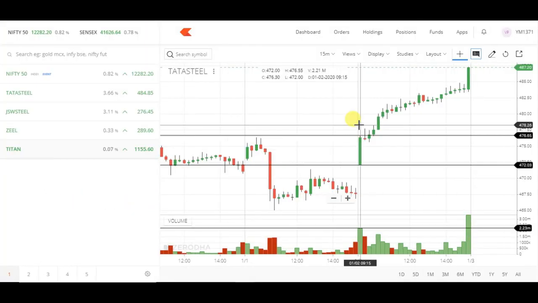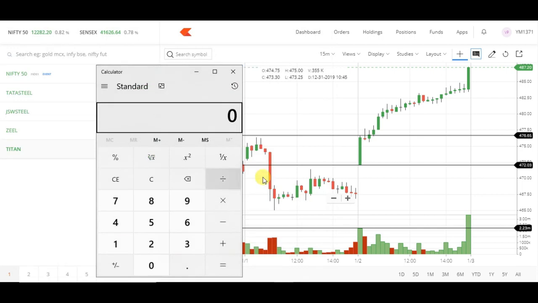So if we see the difference between high and low, that is 4.55 rupees. If I add it to our high, let me open the calculator. The high of the candle is 476.55, the low is 471.55, and the difference between these two is around 4.55. So our target would be 481.1. And if we see the further candles, we can see it is achieved over here.